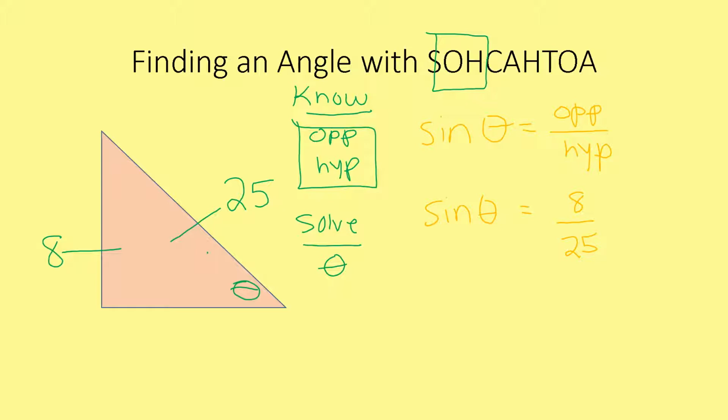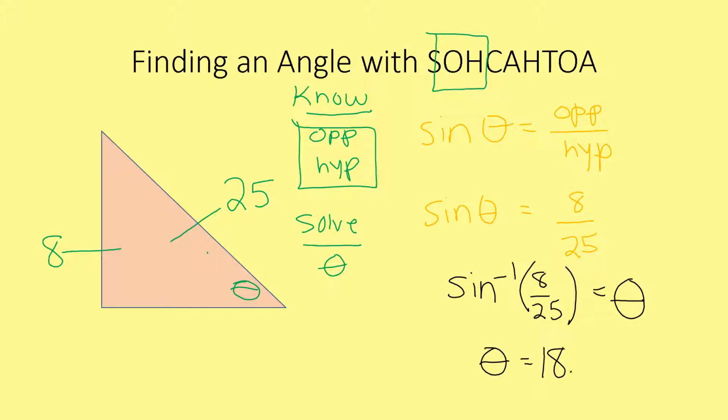Now the tricky part about this is we can't just plug this into our calculator like we could the last time. We need to use something called the inverse sine, the sine inverse of 8 over 25, because using an inverse will get you your angle. So anytime you're solving for a theta, you're going to want to use that. And once you plug this into a calculator, you are going to get theta equals 18.7 approximately degrees. And that would be how you solve for an angle using SOHCAHTOA.